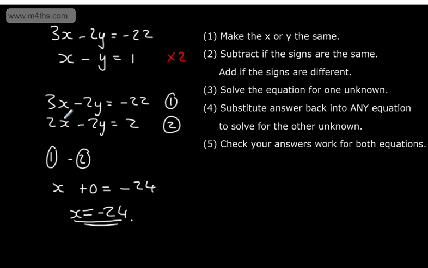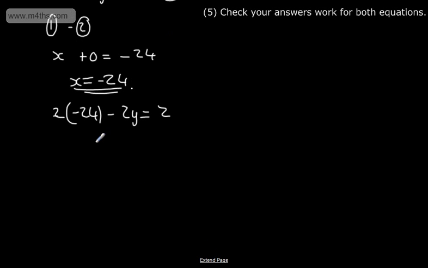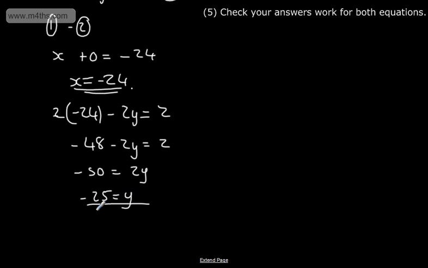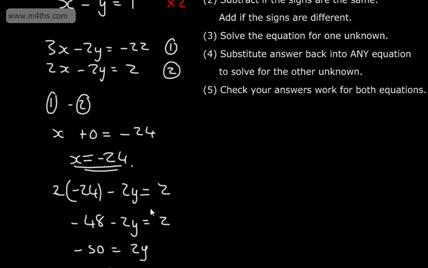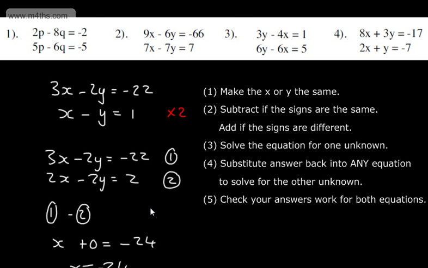At this stage, I can sub it back into any of these. So we've got now 2 lots of minus 24 minus 2y is equal to 2. So I've got now minus 48. So minus 48 minus 2y is going to be equal to 2. I'm going to subtract 2 from both sides, minus 50, and add 2y to both sides is 2y. So we can see now that y is minus 25. So a slightly different approach on that. x is minus 24, y is minus 25.